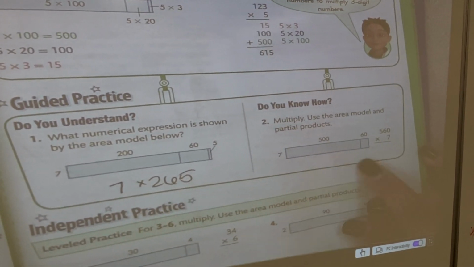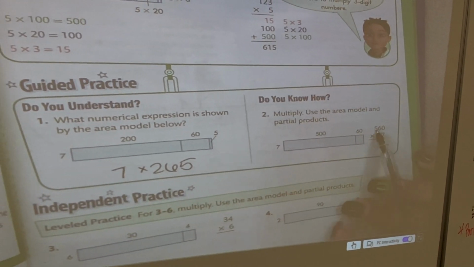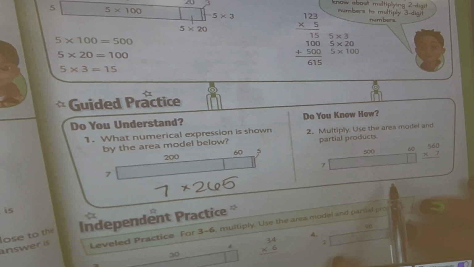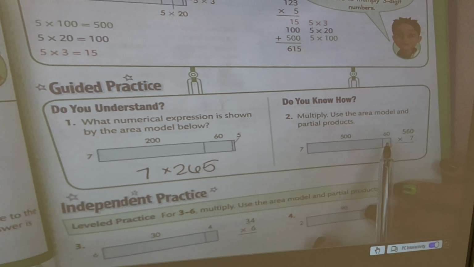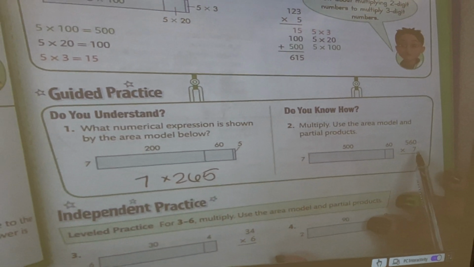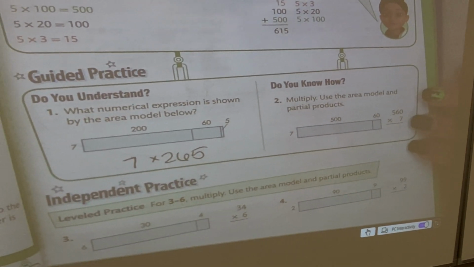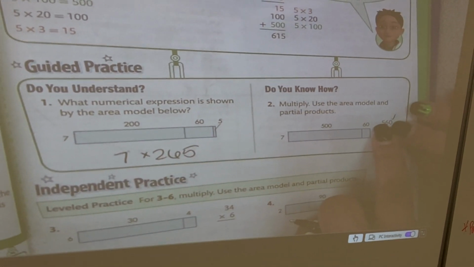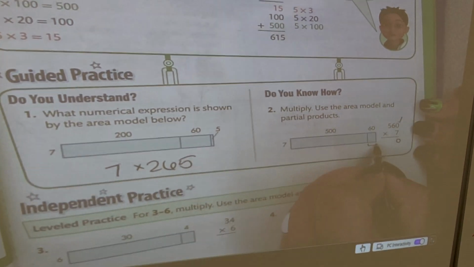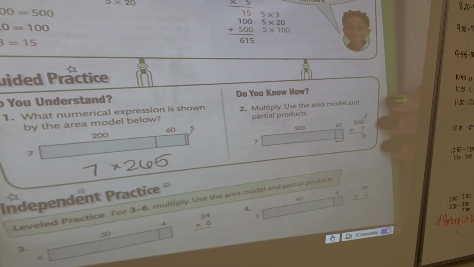So number 2, it already separated it for us. The numerical expression was 560 times 7. They separated it for us already, the hundreds and the tens. There's a section of 500 and a section of 60, right? So 7 times 0 ones is 0. Alright, we did that one. And 7 times 6 tens, this area right here, 7 times 60 equals 420.